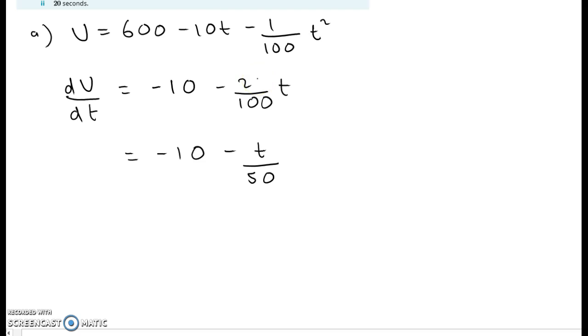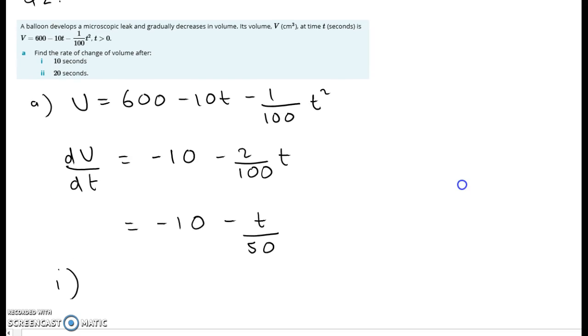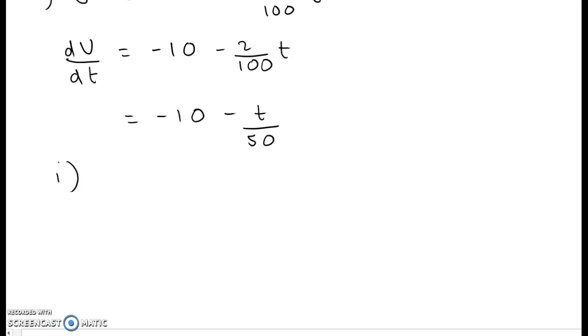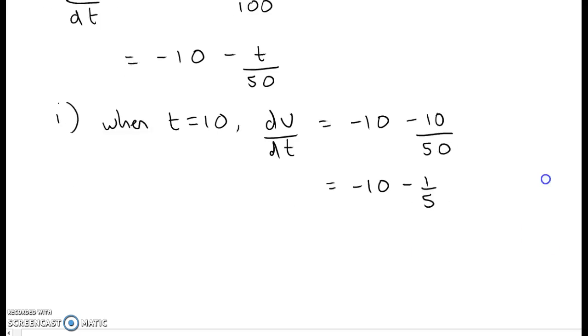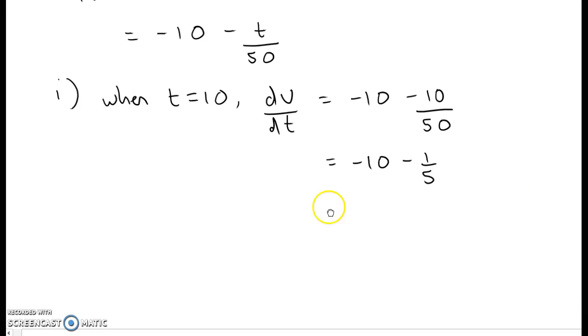Alrighty, now with this, for part 1, we're asked to find the rate of change at 10 seconds, so when t equals 10. So we substitute that into our derivative. t equals 10, dV/dt will equal minus 10 minus 10 over 50, which equals minus 10 minus 1 over 5, just to tidy that fraction up a little bit, which will give us minus 10 and a fifth.